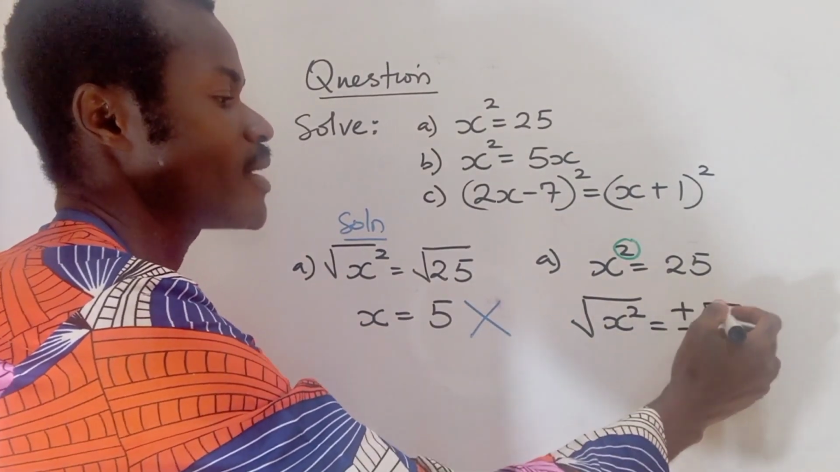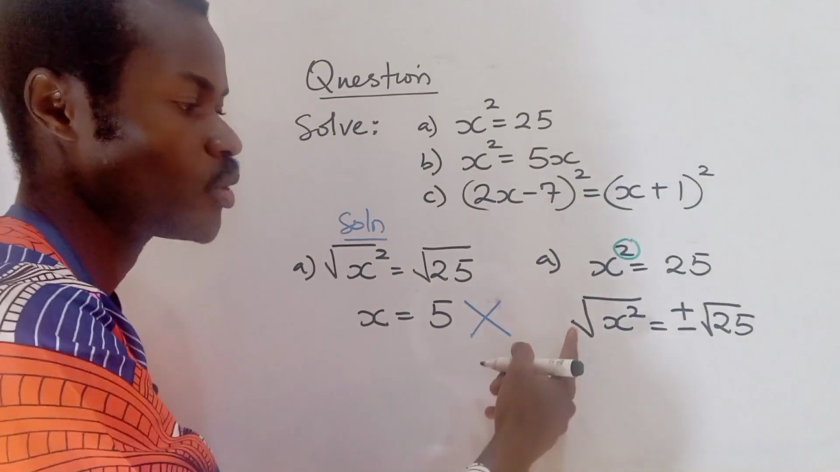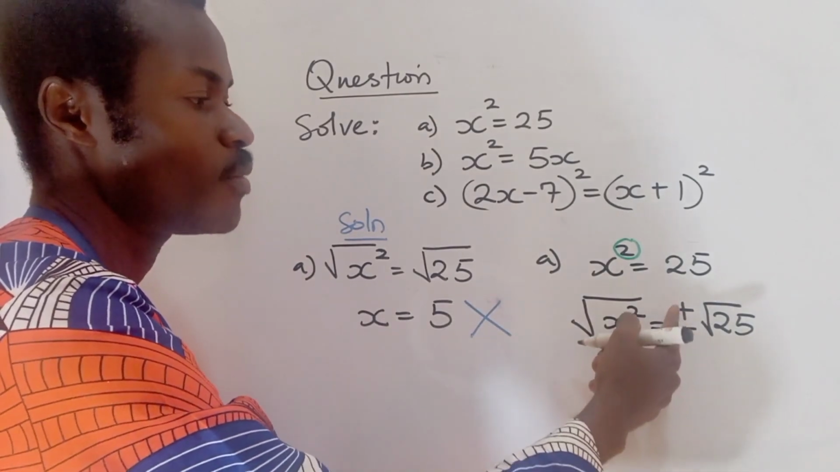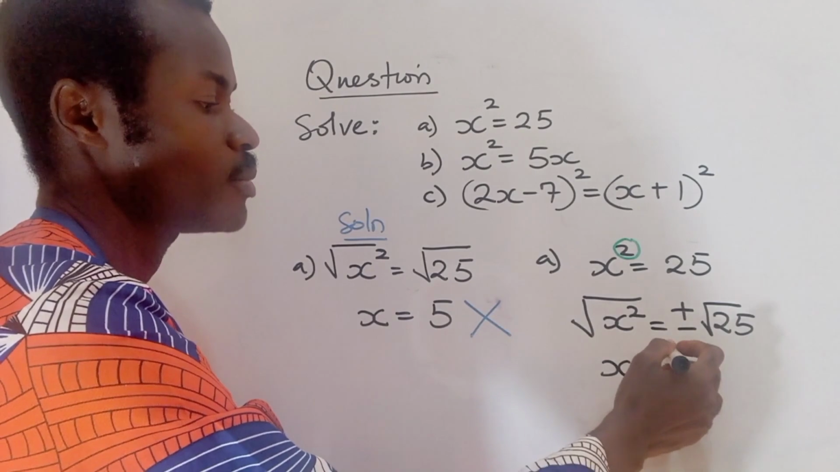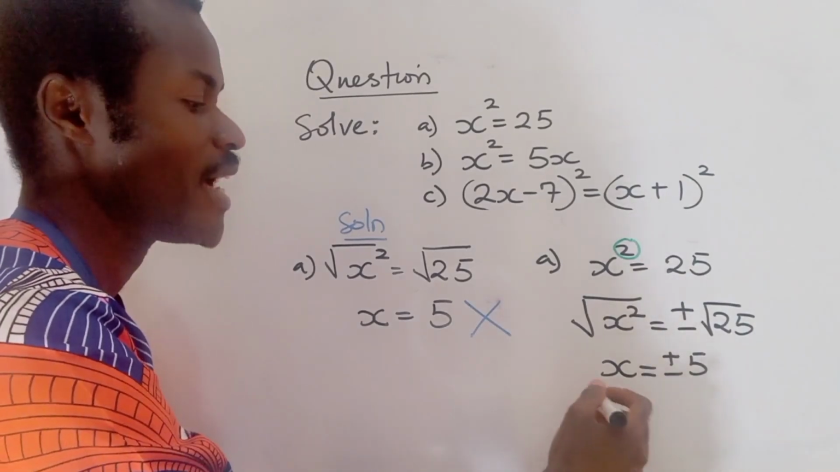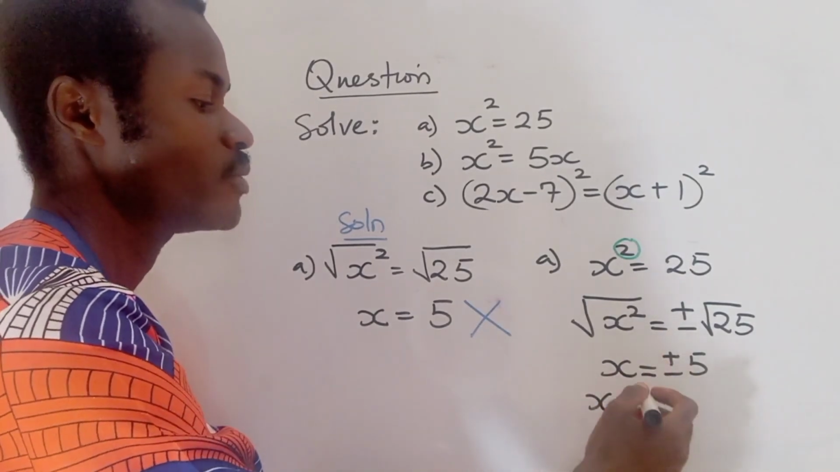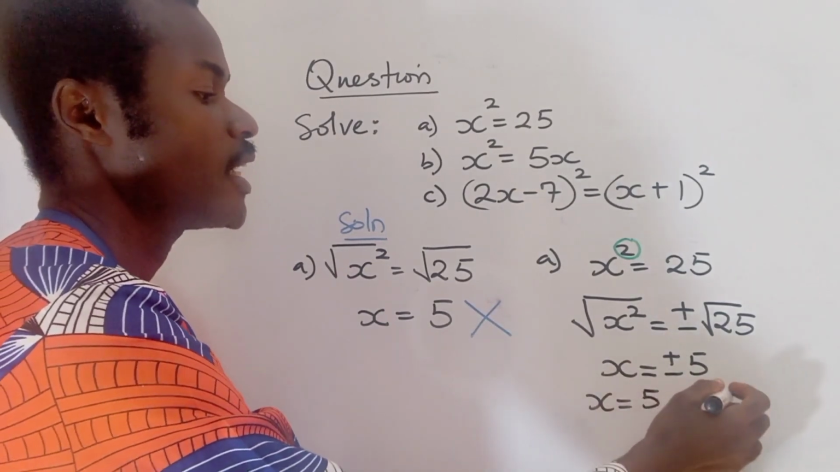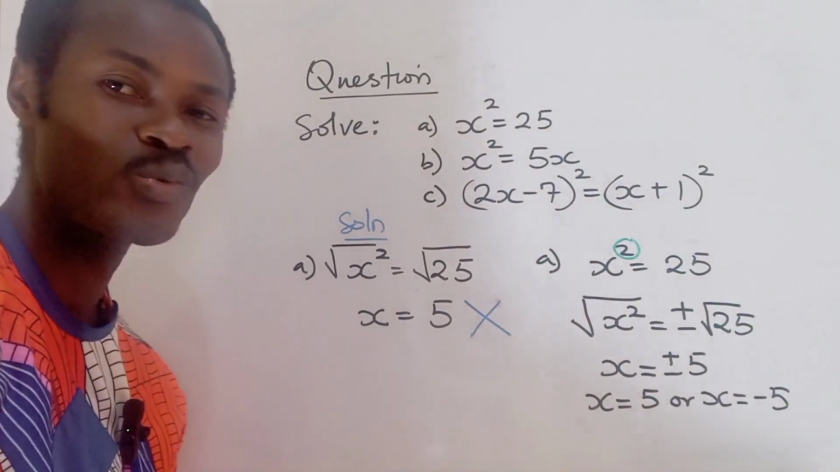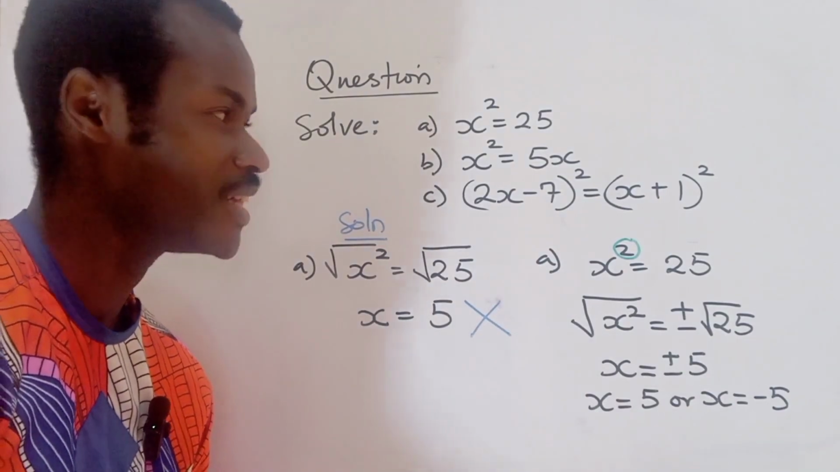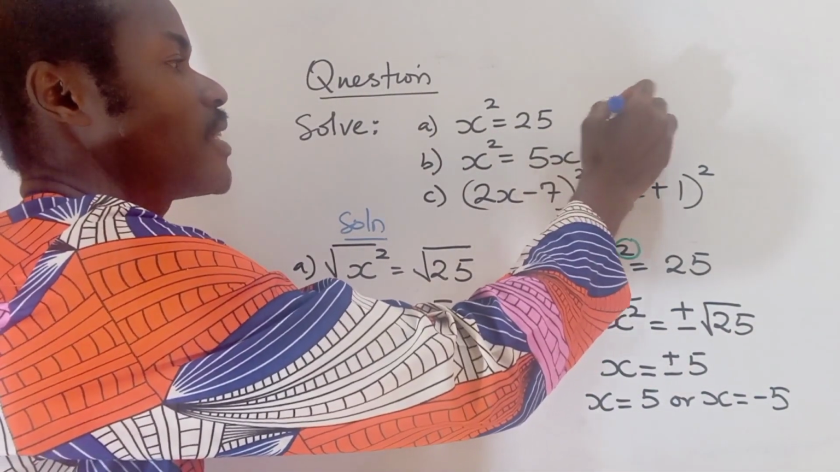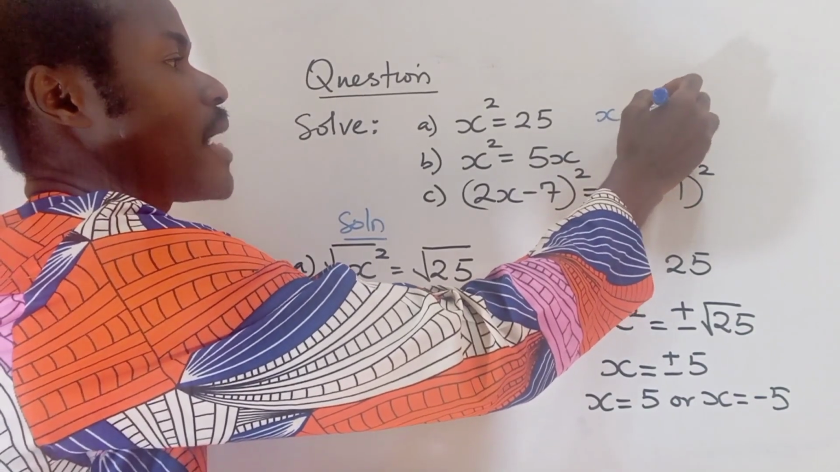So we will now put our square root of 25. The square root of x squared is x, and plus or minus the square root of 25 becomes plus or minus 5. So what this means is we have x equal to plus 5, which is 5, or x equal to minus 5. So this is the correct way to solve a problem like this. So for our first answer, x is plus or minus 5.